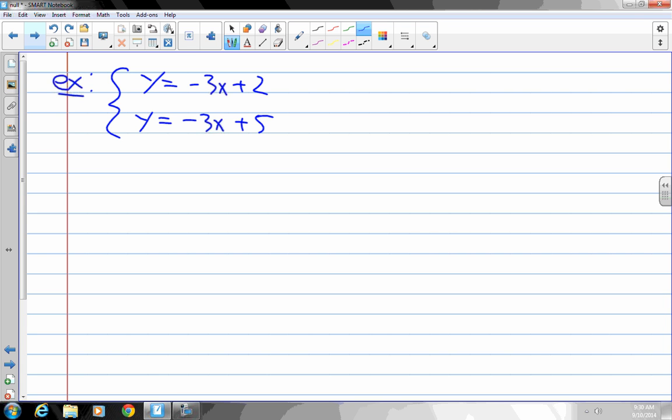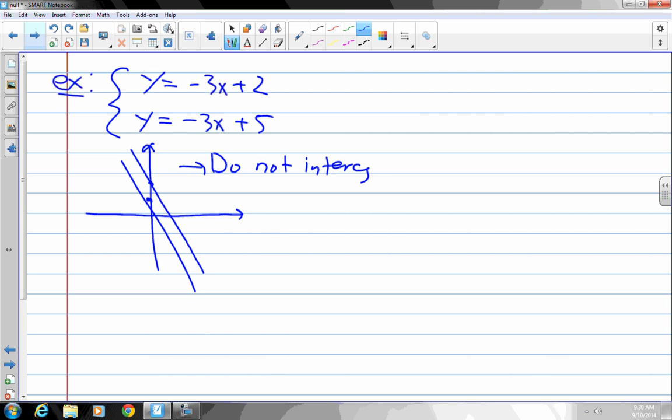No. I mean, if I try to graph them really fast, there will be two parallel lines. One has an intercept at 2, slope is negative 3. Another one has an intercept at 5, slope is negative 3. So they do not intersect. So no solution. Okay?